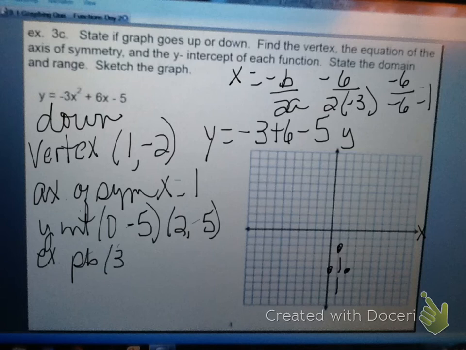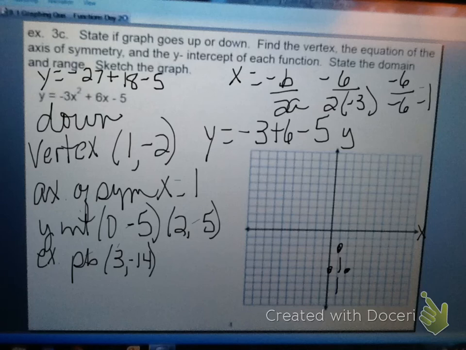I'm going to plug in a 3. So that's 3 squared is 9. 9 times -3 is a -27. Plus 6 times 3 is 18. -27 plus 18 is -9. -9 minus 5 is a -14. Now that's off my graph.